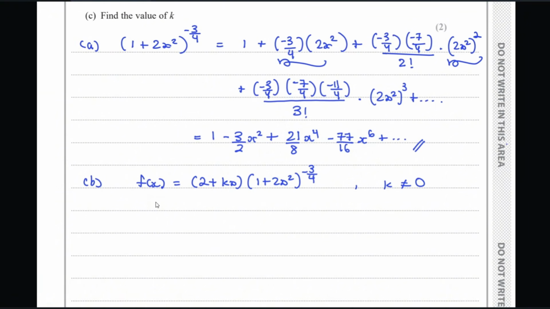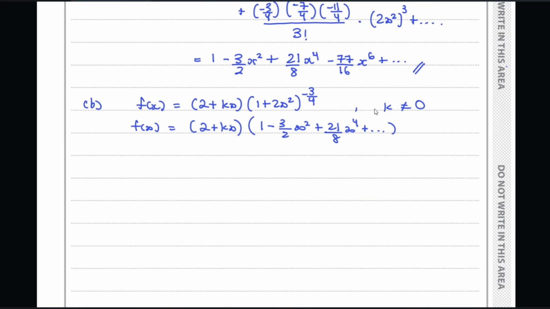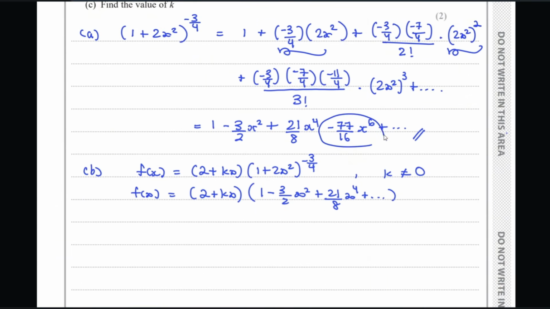So since we have the expansion, we can substitute the bracket with the expansion. So this is just going to be 2 plus kx times the expansion, which is 1 minus 3 over 2 x squared plus 21 over 8 x to the power 4. And I would like to stop here because we only need to show the terms up until x to the power 5. We don't need any bigger terms than x to the power 5. And there's no need to include this term, negative 77 over 16 times x to the power 6. We are ignoring that term.